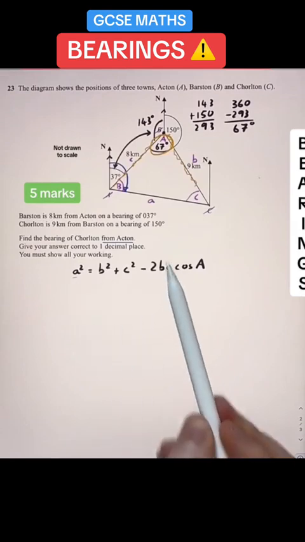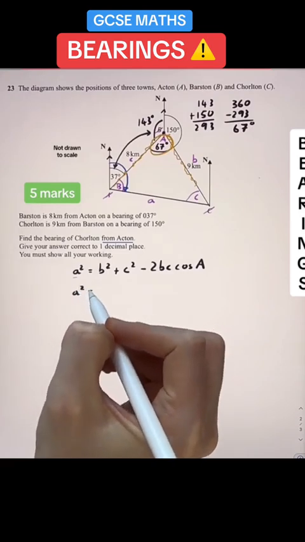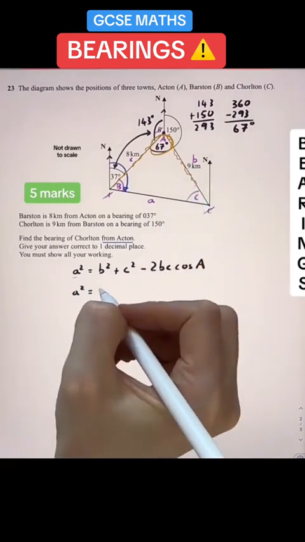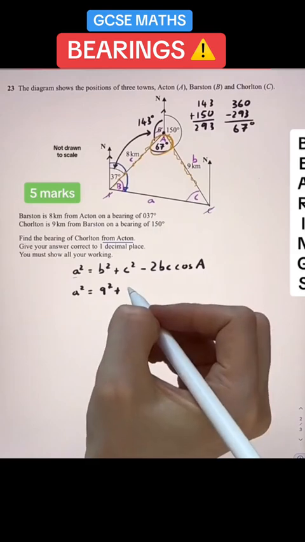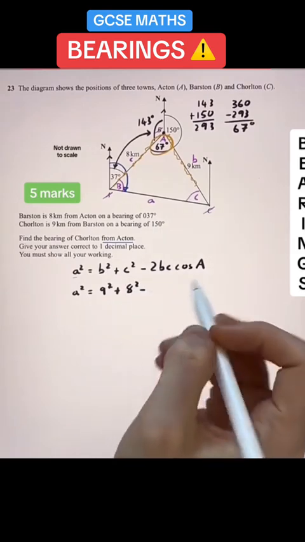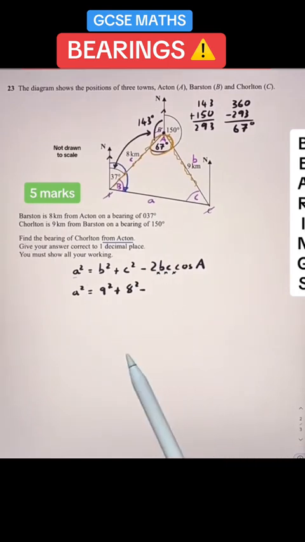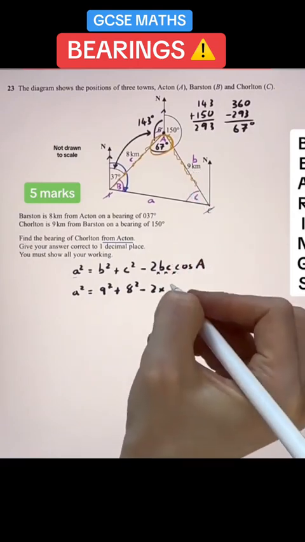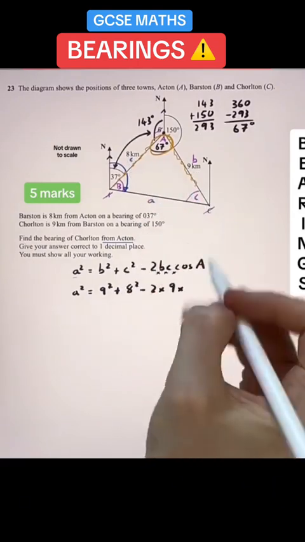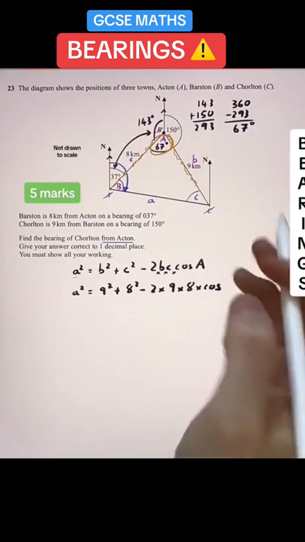Substituting into my cosine formula, A is what I'm finding, so I'm going to leave A squared alone on the left-hand side. And that equals B squared, where B for me is 9, so B squared will be 9 squared. Plus C squared, where C for me is 8, so plus 8 squared. Minus 2BC cos A. In algebra, in between each of the letters, we know there's a multiplication sign. So it's minus 2 multiplied by B, which in this case is 9, multiplied by C, which in this case is 8, multiplied by cos of the angle A, and in this case, the angle A is 67.